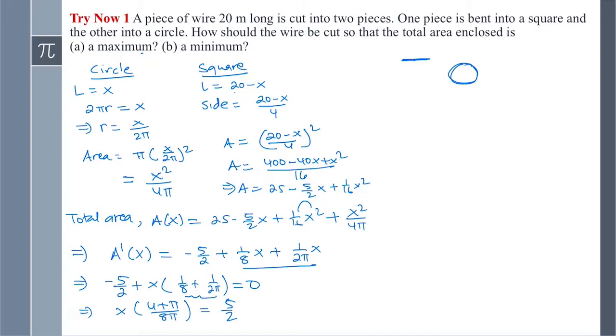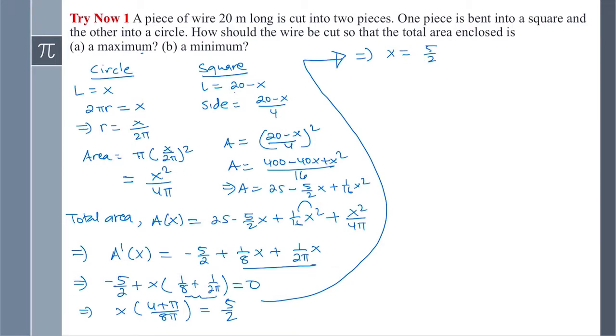So let me go ahead and write it here. That implies x equals 5 over 2 divided by (4 plus pi) over 8 pi, which means times 8 pi over 4 plus pi. If we simplify that, we get x equals 20 pi over pi plus 4. Or if you put it into the calculator, this is approximately 8.8.